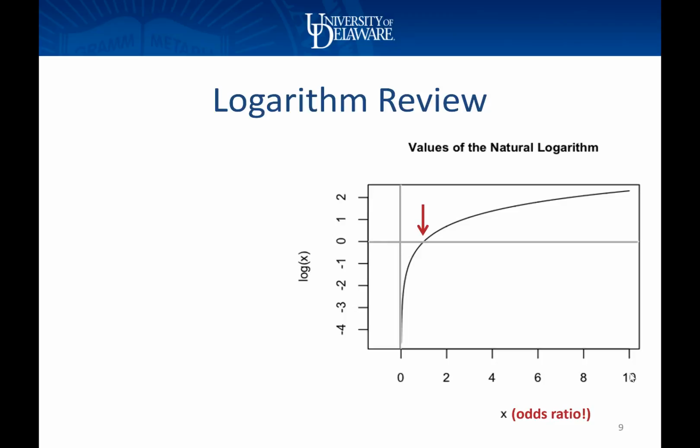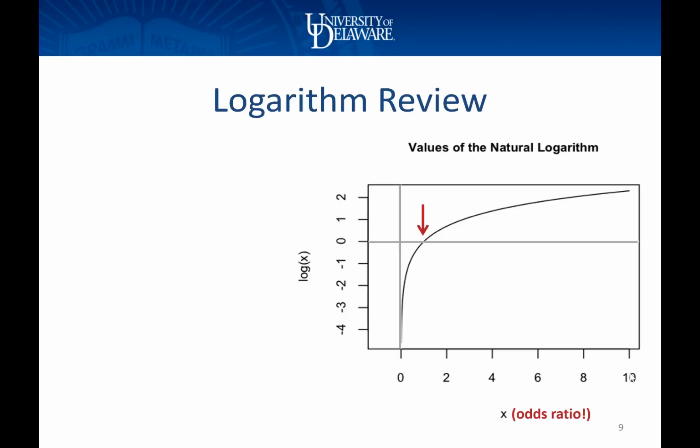The first thing I want you to notice is that all values of the function, the black curved line, are to the right of x equals 0, but we know that we're never going to take the logarithm of something that is less than or equal to 0. So this is in line with our expectations. The second thing I want you to notice is that it crosses the horizontal axis at a value of x equals 1, at a value of the odds ratio equals 1.